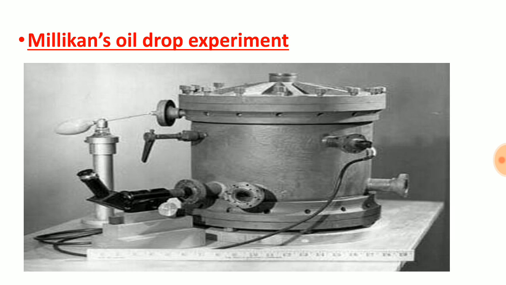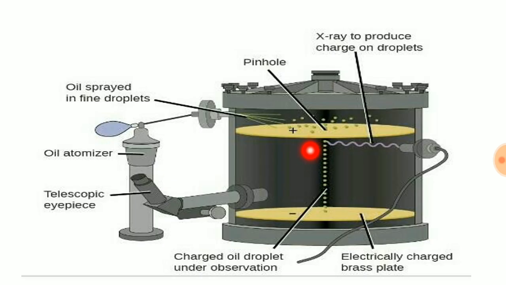Now let us see this diagram. If you go inside this plate, you will see the upper plate. The upper plate is a circular plate with a hole in the middle, so that when we pump this atomizer, oil drops will go over here, and some oil drops will come from here, from the upper plate to the lower plate. And this is the X-ray source. The function of the X-ray is to ionize this oil drop. To ionize means to create charge on this oil drop.